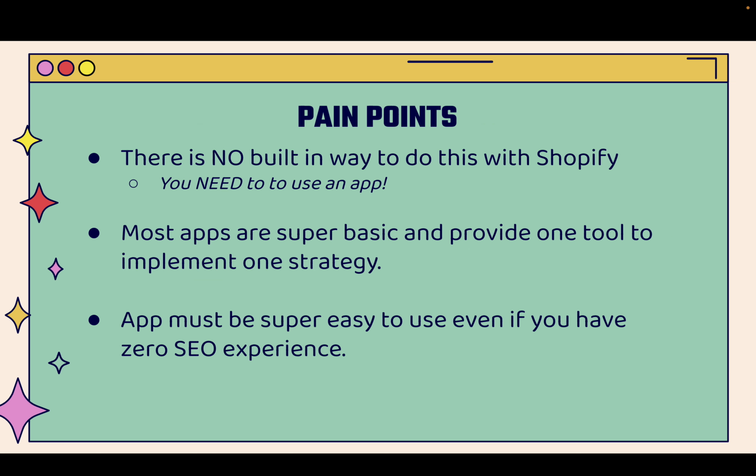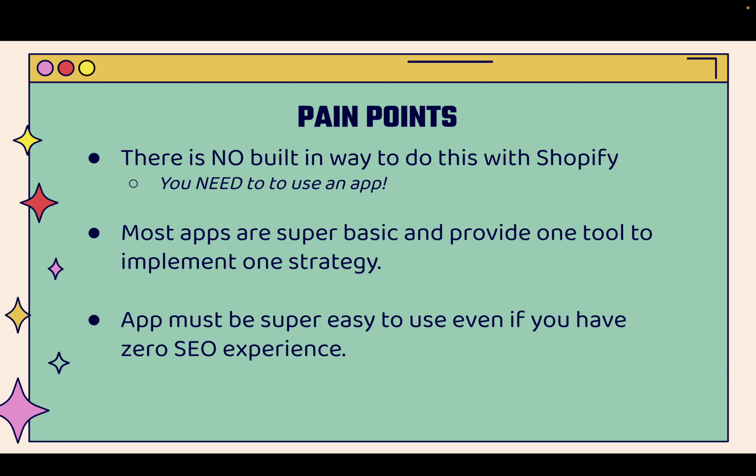But when it comes to doing SEO, there's definitely a lot of pain points that you're going to run into. There's no built-in way to do this with Shopify, first of all. So you're going to need to use an app. I'm going to show you the app that I use. And most apps that are out there for SEO are pretty basic, in that they provide maybe one strategy and one solution for that strategy. You're going to see inside of SEO King, there are a suite of tools that are going to get the job done, employing a variety of different SEO strategies that are working right now.